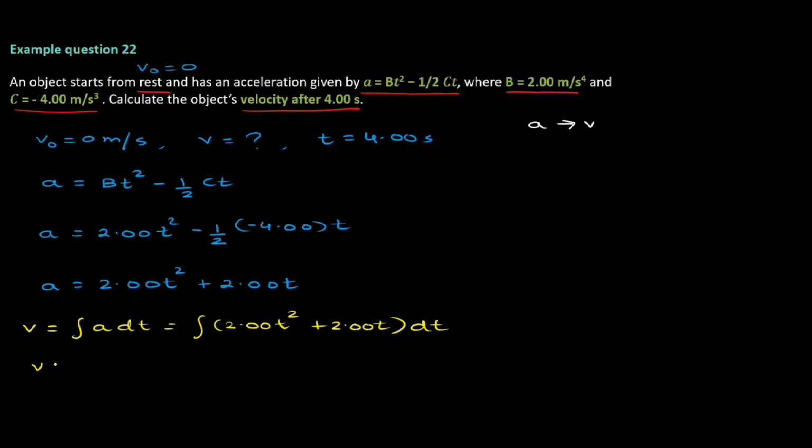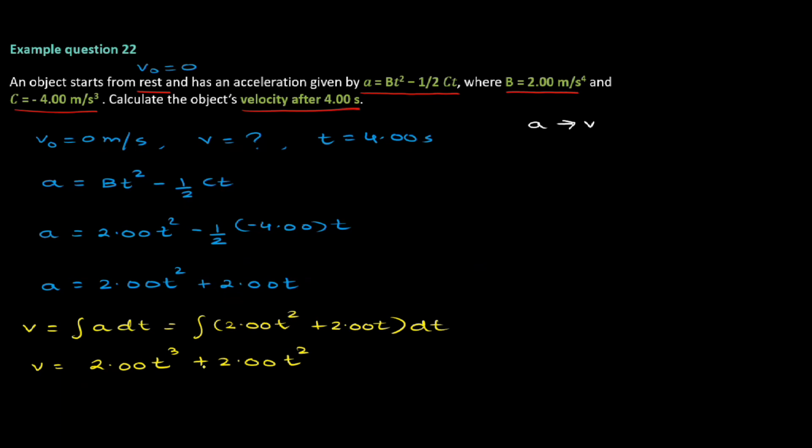So we follow the same steps of integration. First, we identify the power of t for each term. For the first term, it is 2. For the second term, it is 1. Then we increase the power of t for each term by 1. So raise the power of t by 1: 2t cubed plus 2t squared.